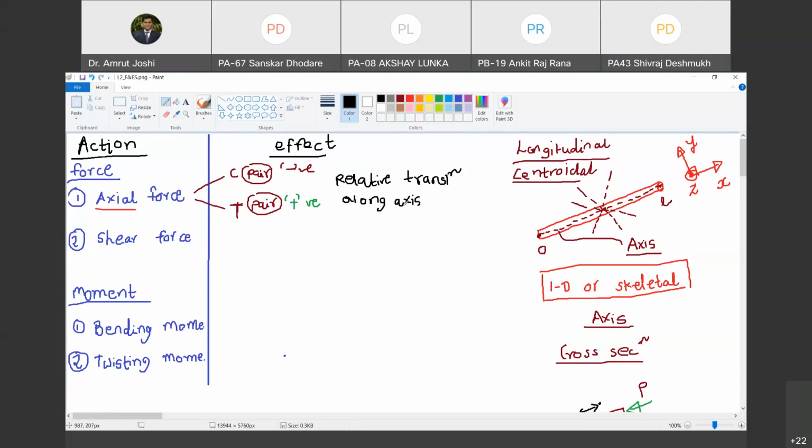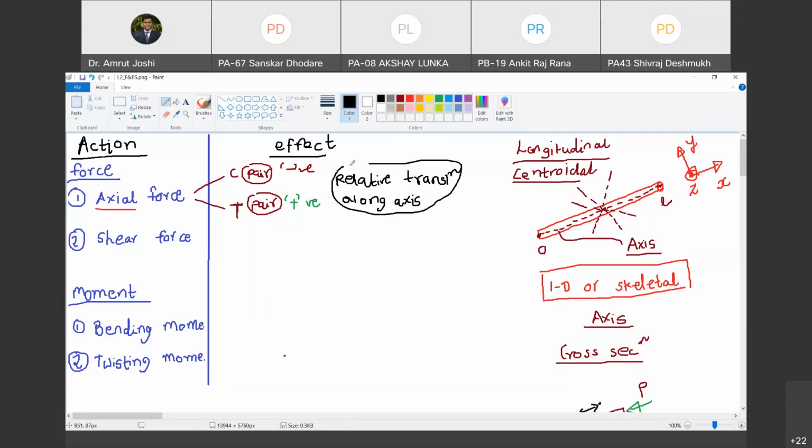If the pair of forces that you have chosen is compressive in nature, this relative translation will be contractive but along the axis. If the pair of forces that you have chosen is tensile in nature, this relative translation will be elongation. Do you agree with me?